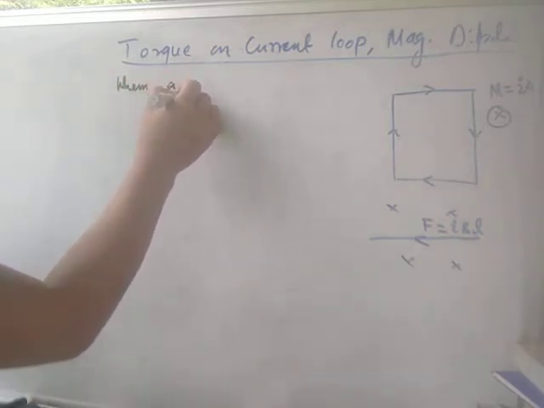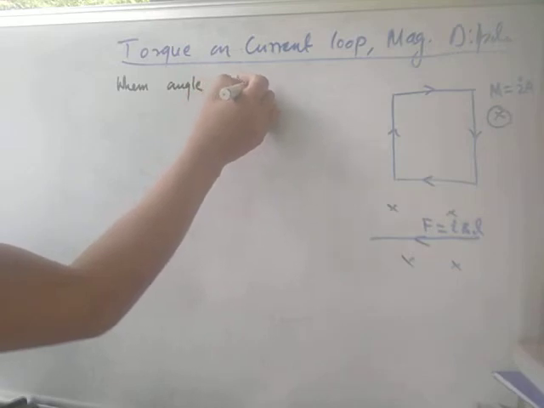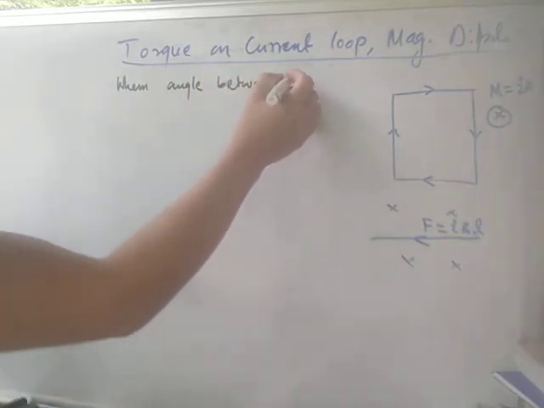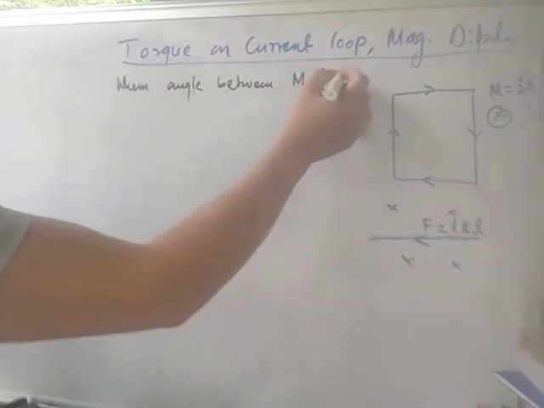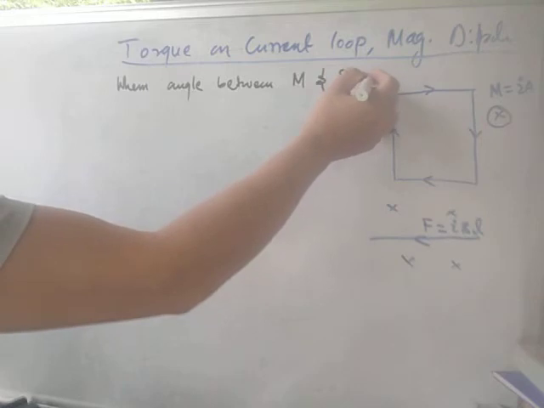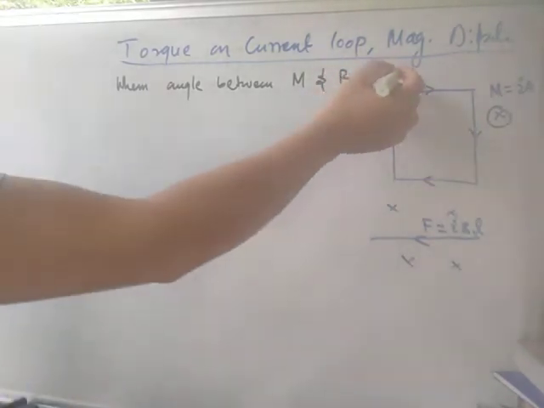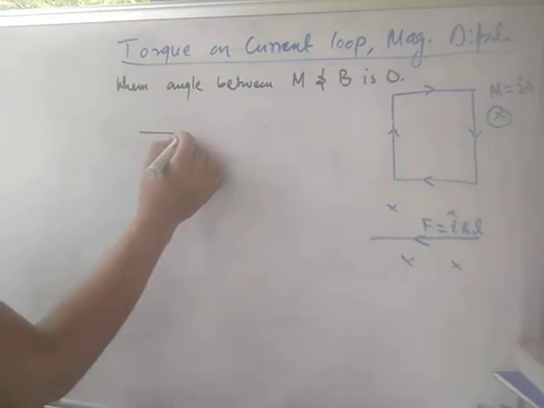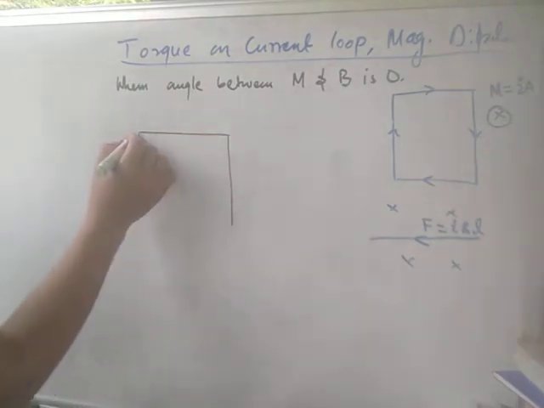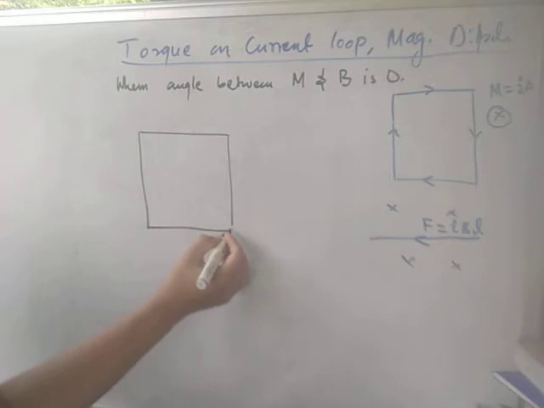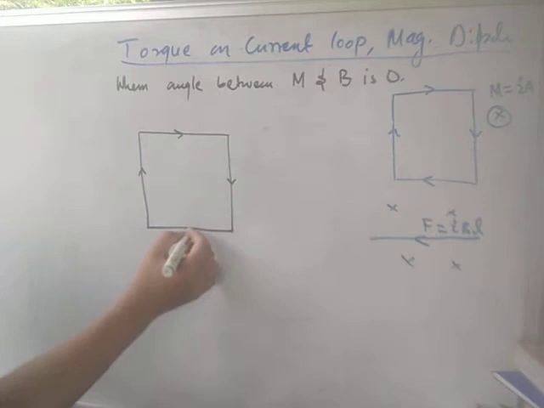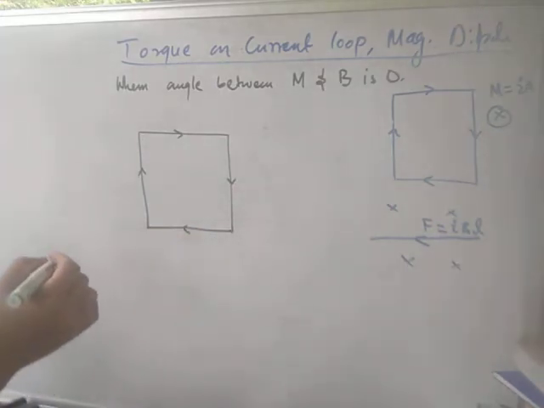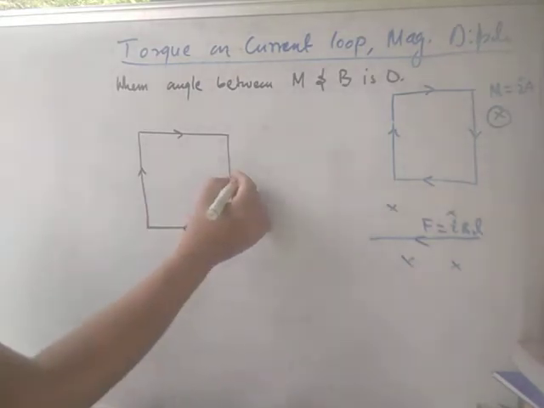between the magnetic field and the magnetic dipole moment is 0. So at that time, what happens? This is our rectangular loop. Current is flowing like this. And this is your B.